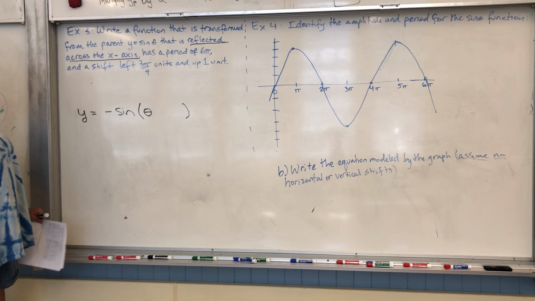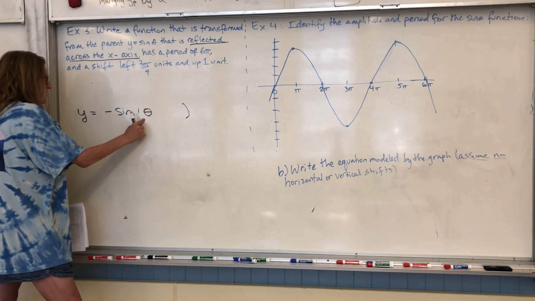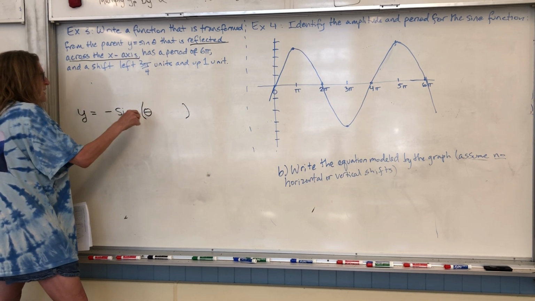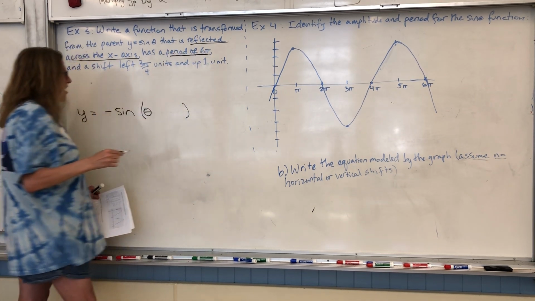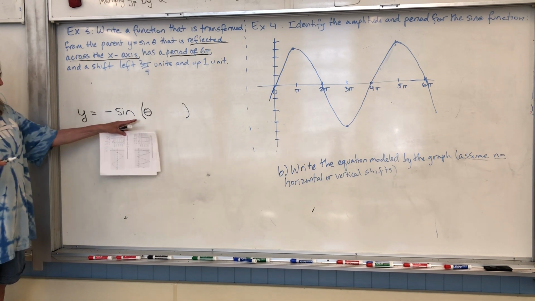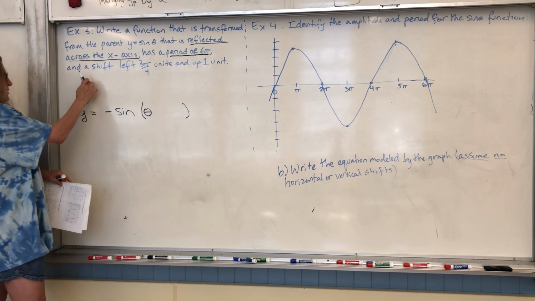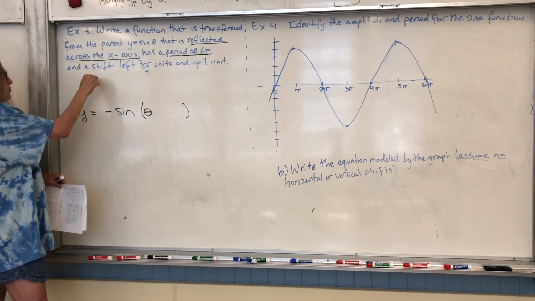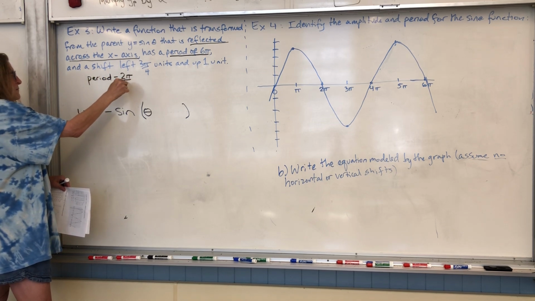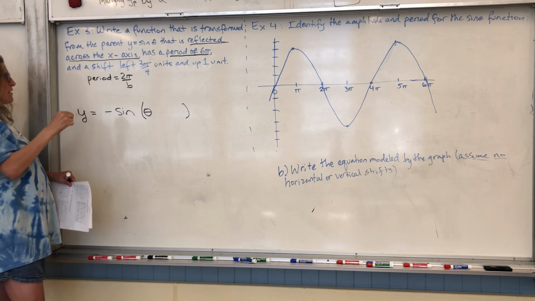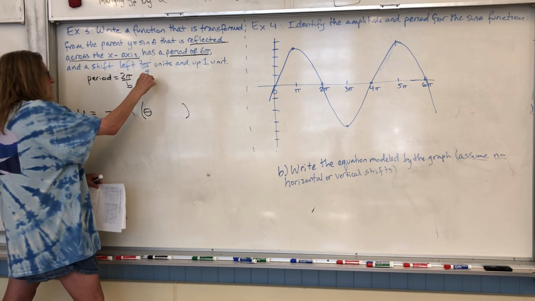Okay, it also says it has a period of 6 pi. Okay, that we haven't seen before. A period of 6 pi. So that means we need to find a b value. So the period is equal to 2 pi over b. Right? And we know that the period is 6 pi.